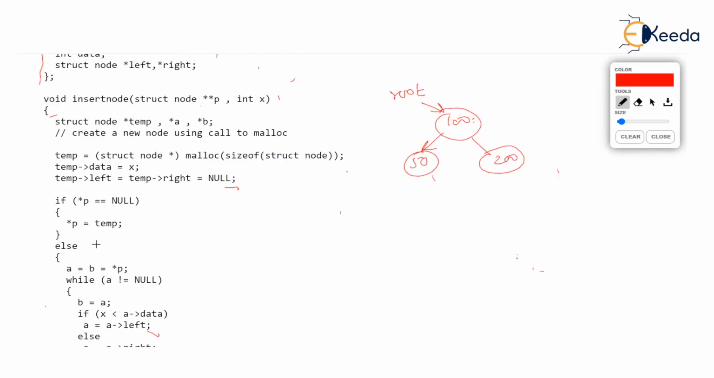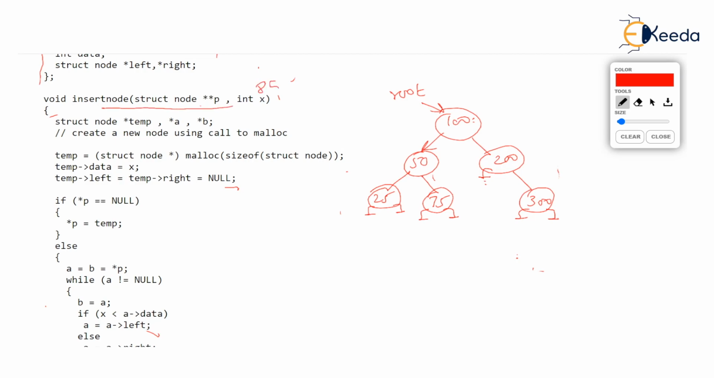25, 75 will go to the right of 50 and 300 was inserted. So I tell the students, and that same thing I am telling you, is that you assume that so many nodes have been already inserted. You assume a bigger tree, and now you assume that you are calling insert node for inserting 85.